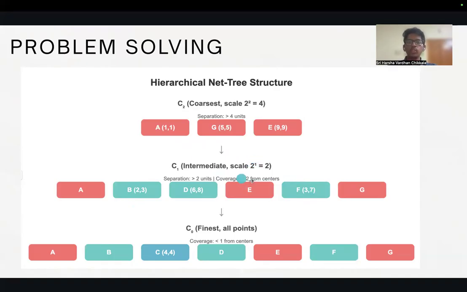In this level, and then we'll move to the next level, that is level C0, where we'll include all the points. It is the finest level where we can see all the information about the data, and here the coverage is 2 power 0 equals 1. That is, every point should be less than 1 distance from the centers. So this is about the cover tree.